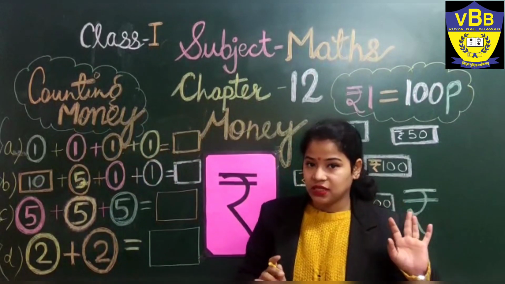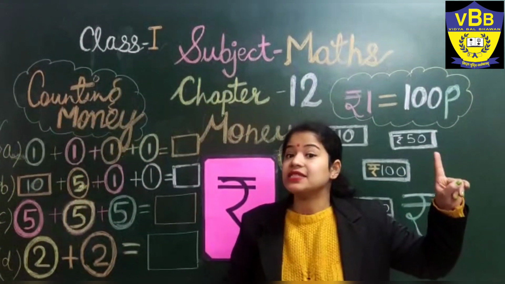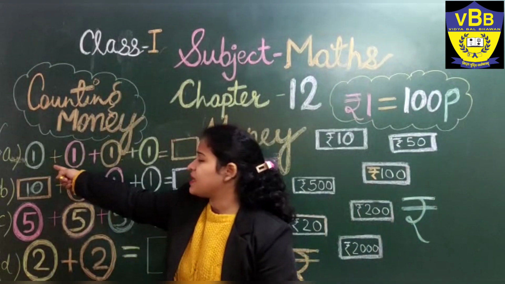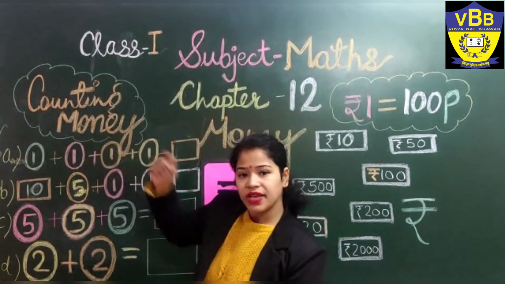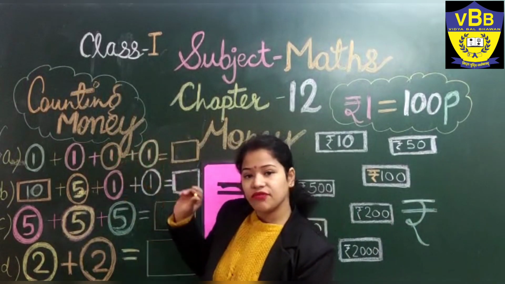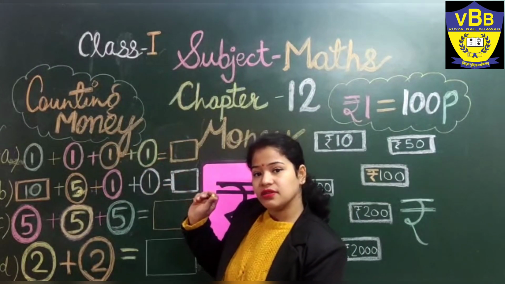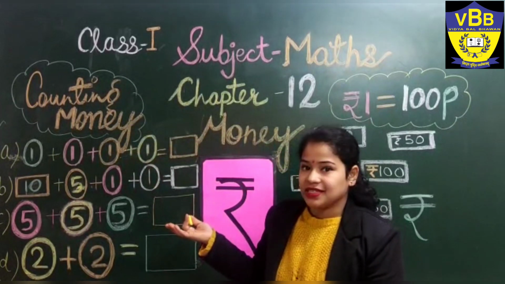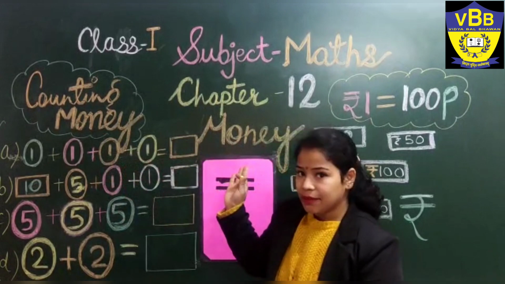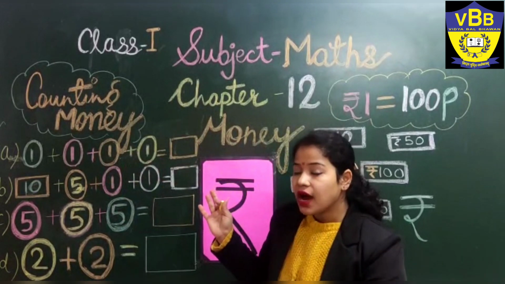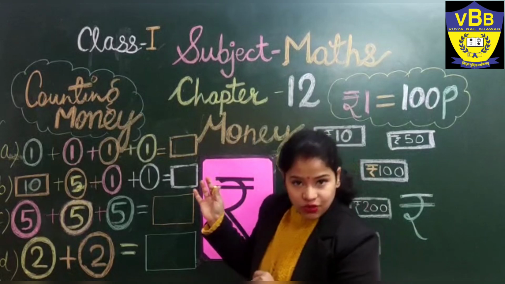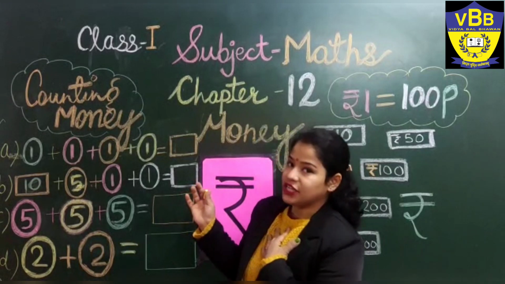So remember this. First you have to see in step 1. Here is rupees 1, here is also rupees 1, here also rupees 1, and here also rupees 1. They are all rupees 1 coins. All the values are the same. So how will you count it? Anybody knows? Okay, your teacher will tell you.